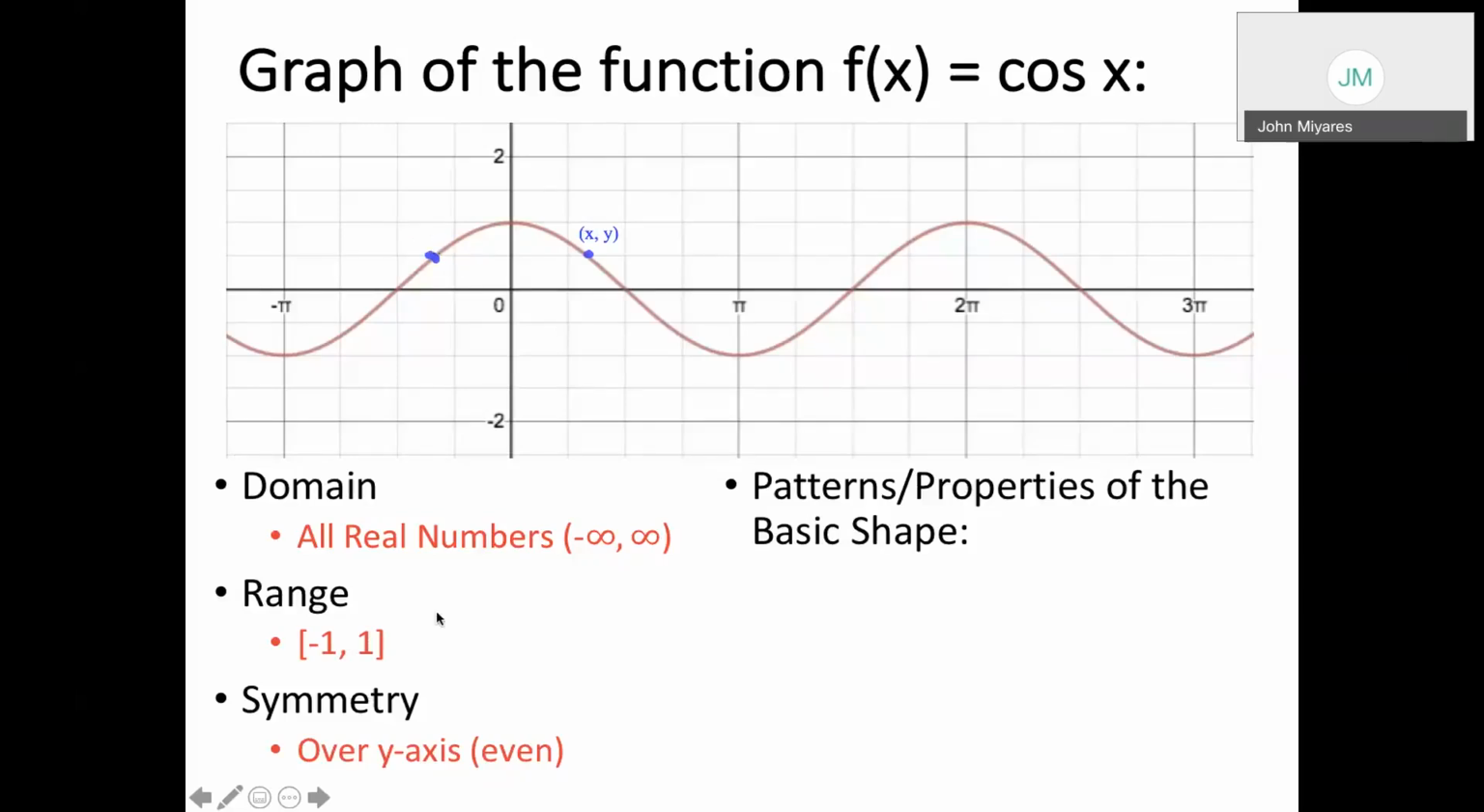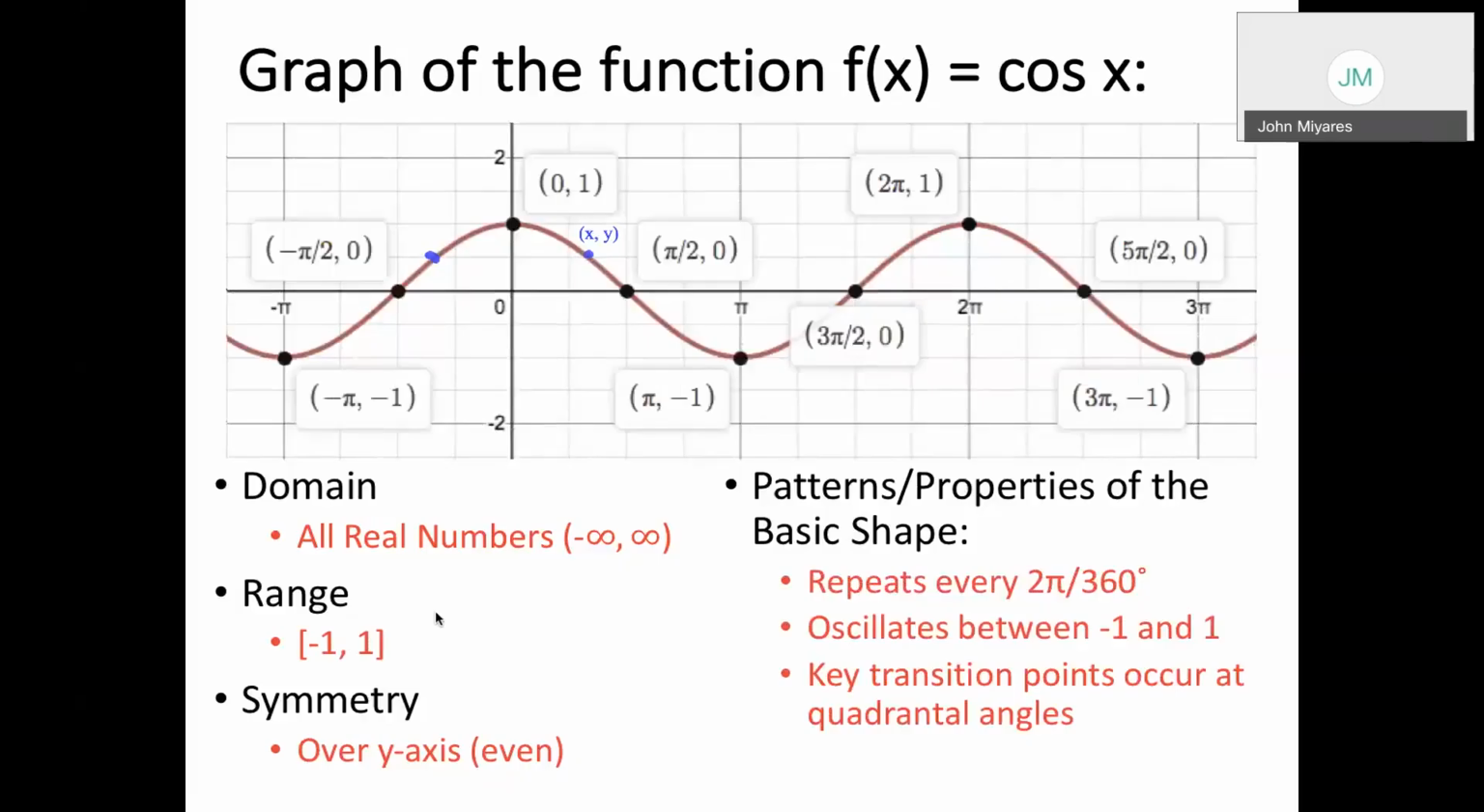As for other patterns or pieces of this graph, we again will see that this pattern will repeat itself every 360 degrees or every 2 pi radians. Also, it's going to oscillate between -1 and 1, just like the sine wave. And the key transition points are going to occur at the quadrantal angles as shown above. The big difference between sine and cosine is that the cosine wave is going to start at the peak of the wave at x equals 0, compared to the sine wave, which started at the origin.